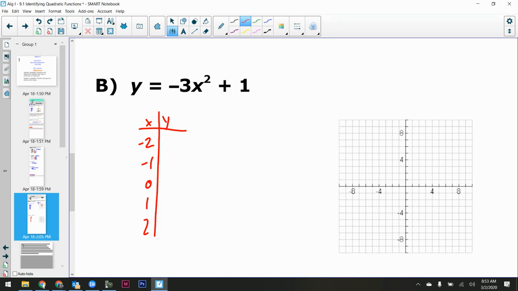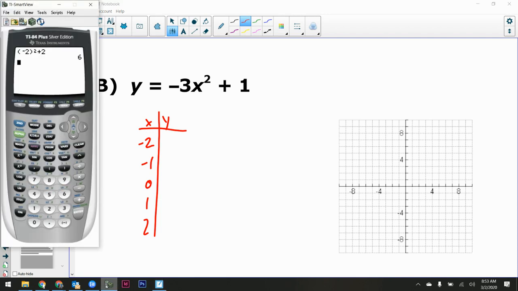Okay, what do I get when I plug in -2? 5? Are we sure? Wait a second, -3 times -2 squared plus 1. Guys, look at my calculator right now. Should you include the -3 inside the parentheses? No. What's the only thing plugging in? -2. So the only thing in parentheses should be -2.